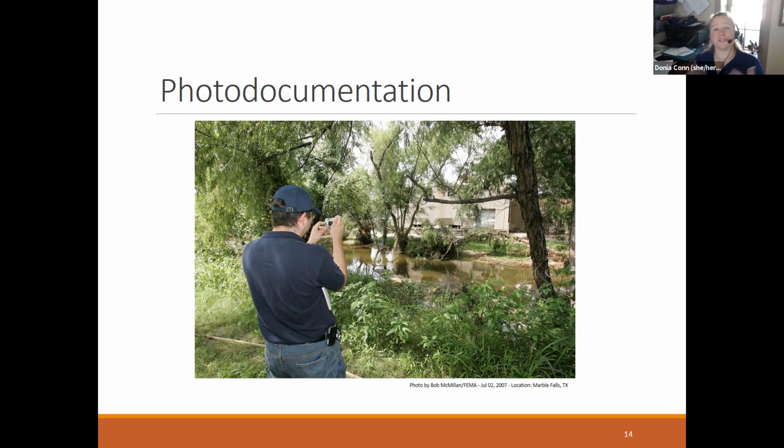This is going to be the first time we're going to see our building after the disaster. So there is going to be a lot of stress. There is going to be a lot of distraction. So the photographs are going to be important.